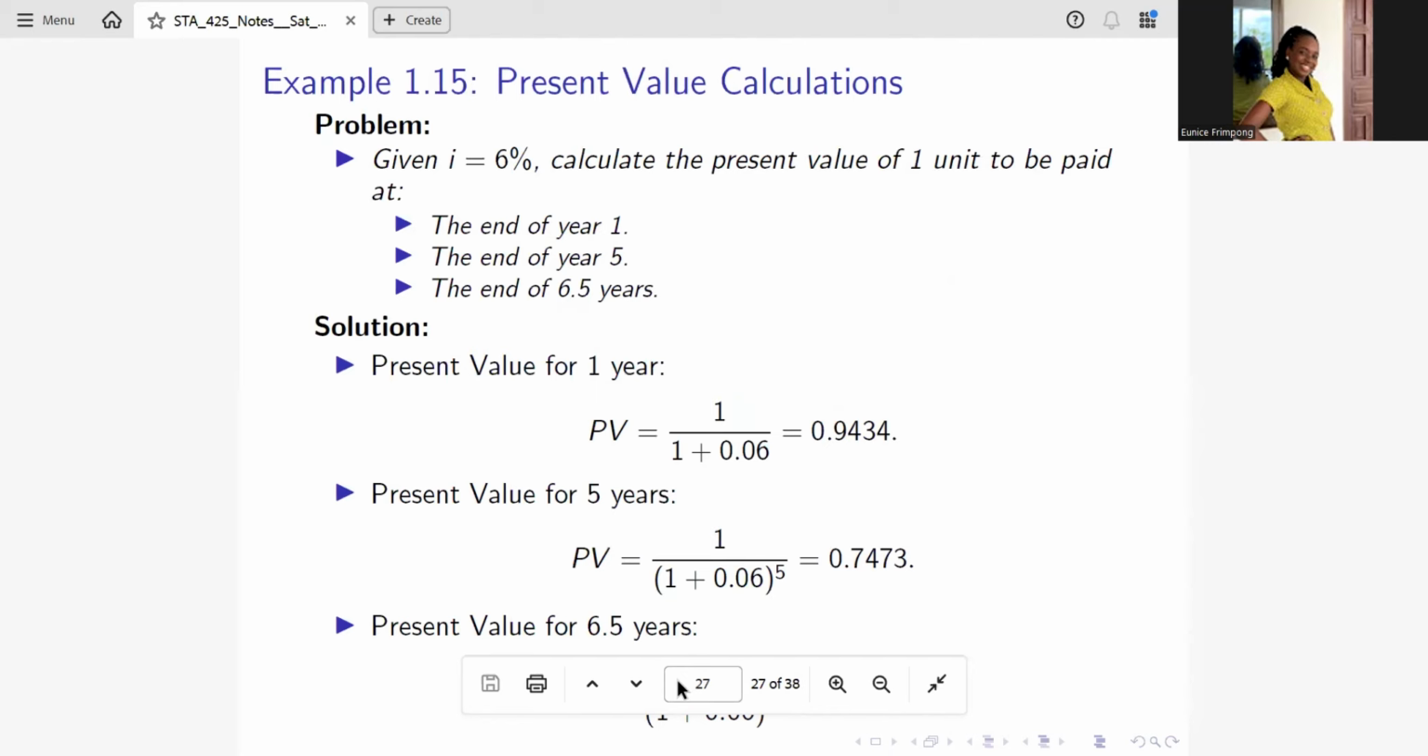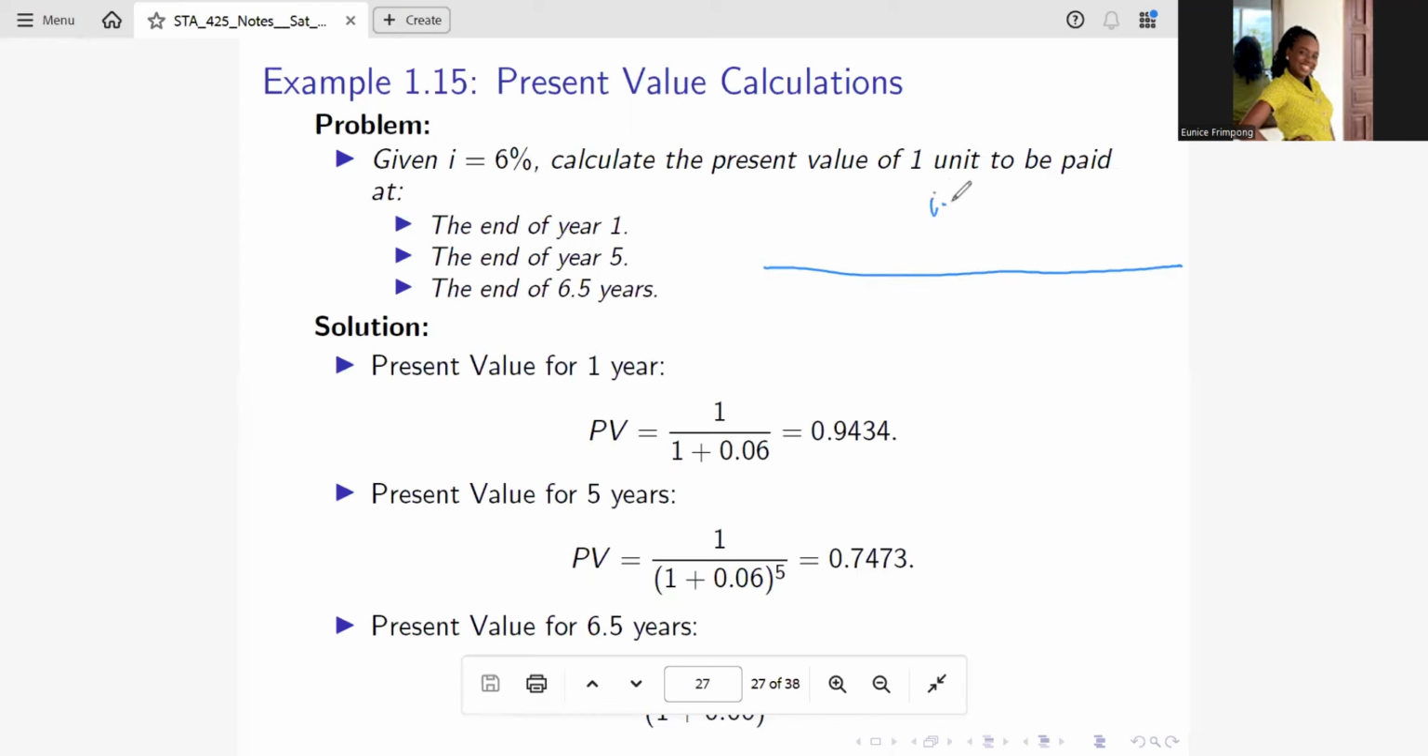Given that interest is 6%, calculate the present value of 1 unit to be paid at the end of year 1, at the end of year 5, and then at the end of year 6.5. Okay. So this one, I have my timeline here.